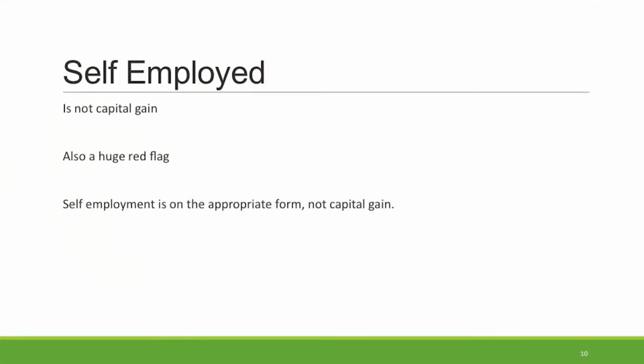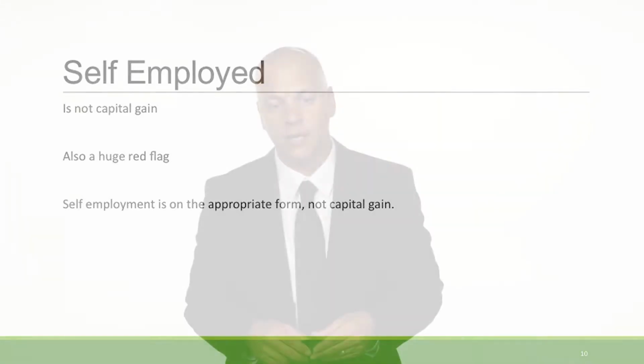So moving on to slide 10 and just looking at the topic of being self-employed. It's not a capital gain. This is also a huge red flag area for the IRS. If self-employment is on the appropriate form, it is not capital gain. And keep in mind, there are tax strategies that we can use to get us away from self-employment taxes. And what are self-employment taxes? If you have a client that says, well, I work for myself, okay, so they need to pay in their half of the Social Security and Medicare tax. And they do that on the tax return. We all know that. We've all seen that. They do that right there on page 1 of their 1040. The self-employment tax is assessed.